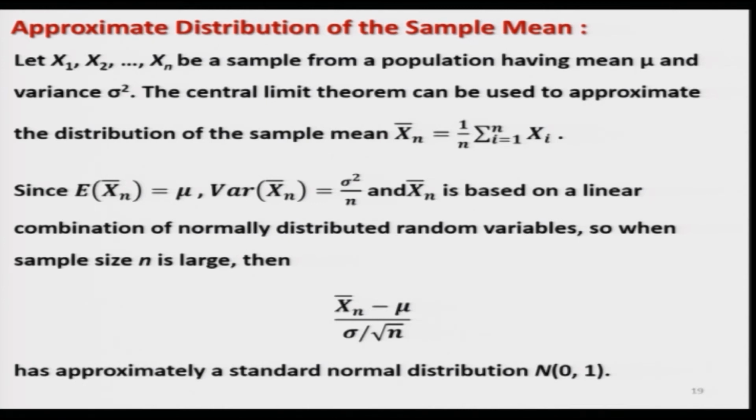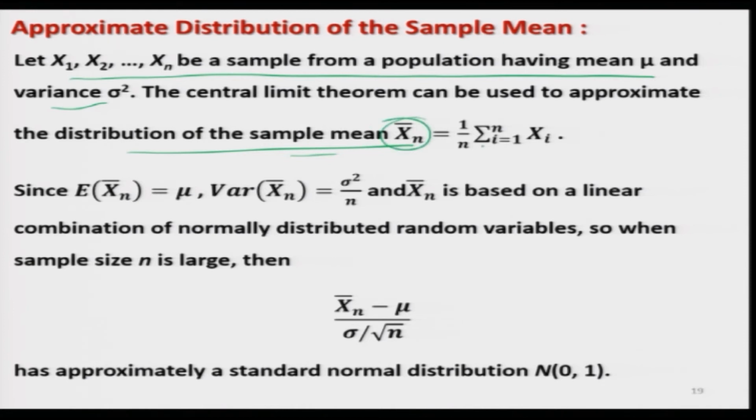Okay, so now we come to one more result, where I am going to give you the approximate distribution of the sample mean, because in the last lecture we saw that the sample mean plays a very important role when we draw different types of statistical inferences. So, let x1, x2, ..., xn be a sample from a population having mean mu and variance sigma square. The central limit theorem can be used to approximate the probability distribution of the sample mean, x bar n, which is equal to 1 upon n summation i goes from 1 to n xi.